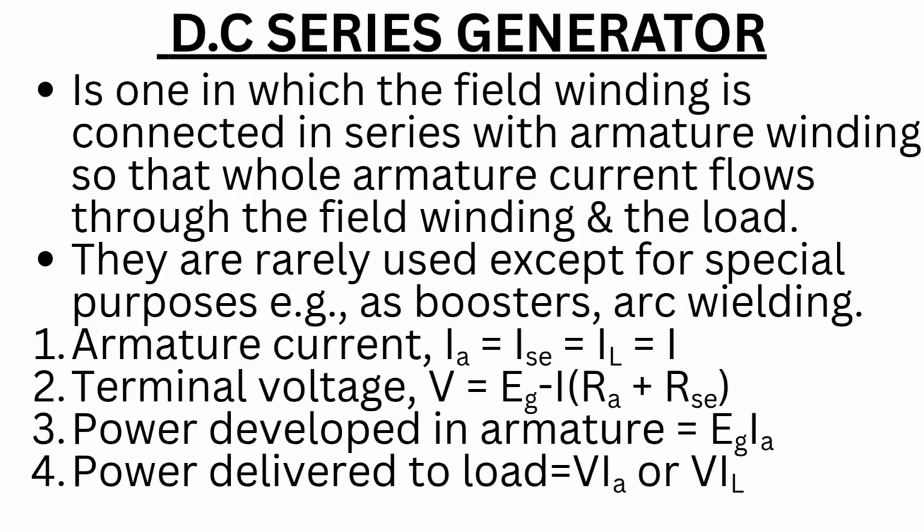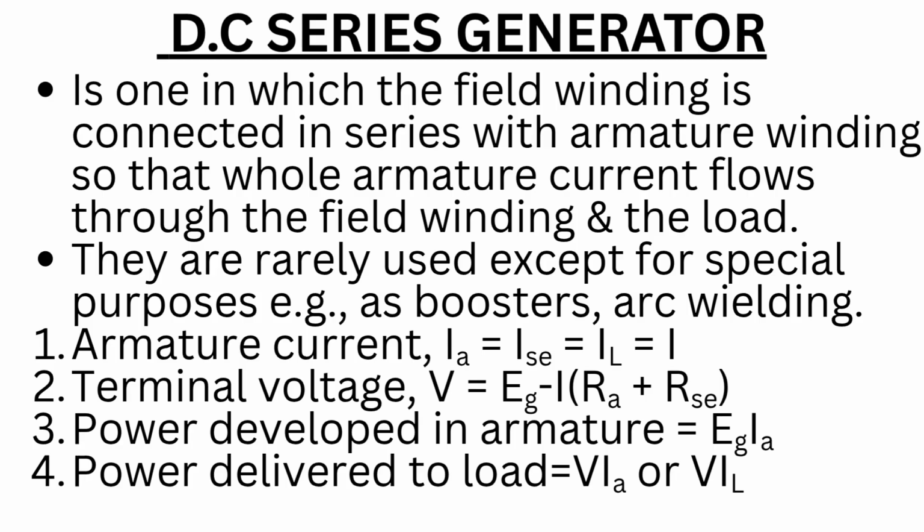They are rarely used except for special purposes, e.g., as boosters, arc welding. 1. Armature current, IA equals current through the series field, IS equals current through the load, IL equals total current, I. 2. Terminal voltage, V equals output voltage, EG minus sum of voltages through the armature and series field, I(RA plus RSE).